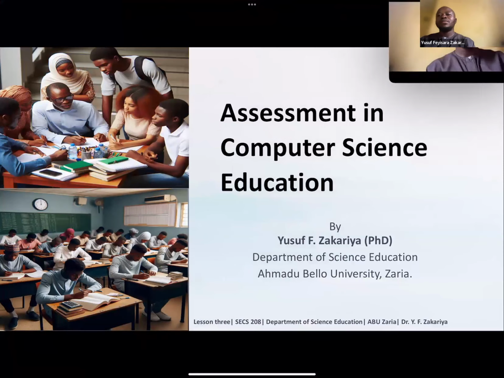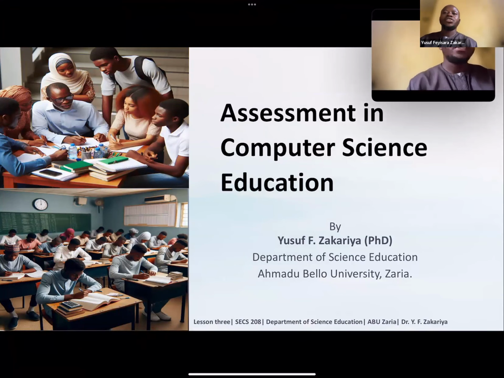So today we shall talk about assessments in computer science education. When you look at the two pictures, the upper part shows a lecturer or teacher trying to explain things to students in a group. In this kind of activity, the teacher is engaging together with students.